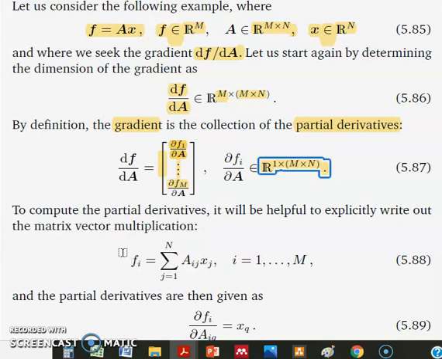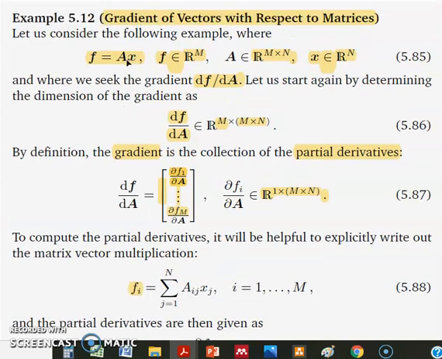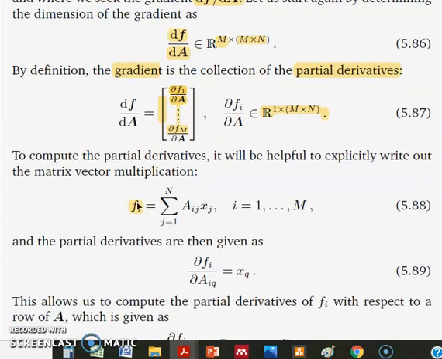Then partial derivatives in the case of matrix multiplication, isn't it? So in order to get the partial derivative for this vector multiplication, you can make use of this formula, that is f_i is equal to sigma j equals 1 to n of a_ij x_j. With this principle, you will be able to find the derivative of f with respect to a.